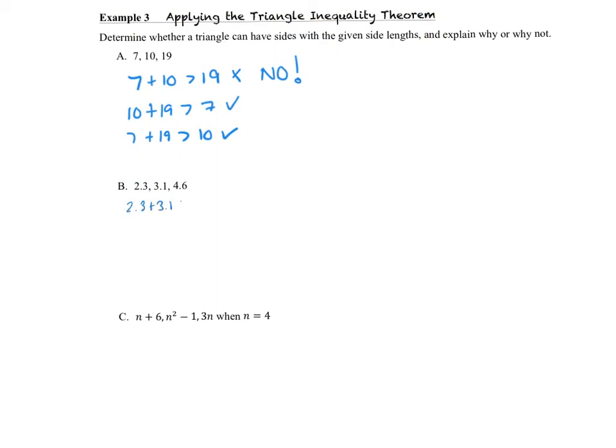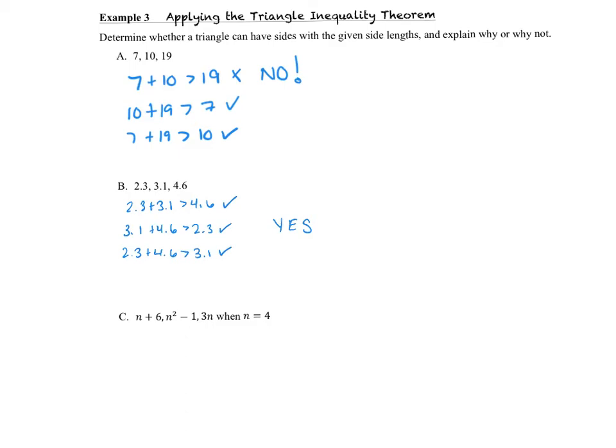2.3 plus 3.1 is greater than 4.6. That's true. 3.1 plus 4.6 is greater than 2.3. That's true. And 2.3 plus 4.6 is greater than 3.1. And that's true. So yes, this can be a triangle. And my explanation is really the work for these.